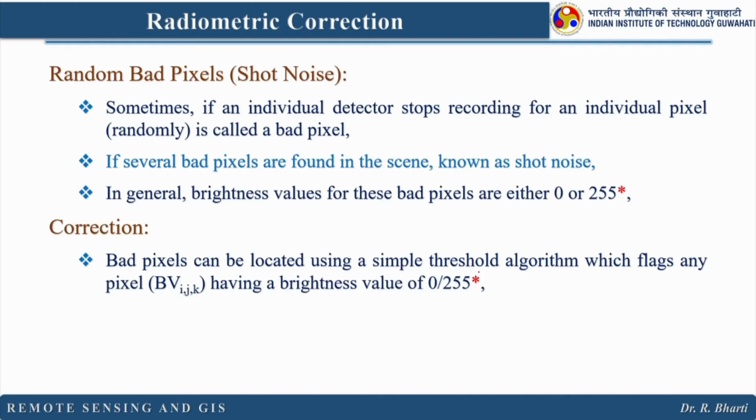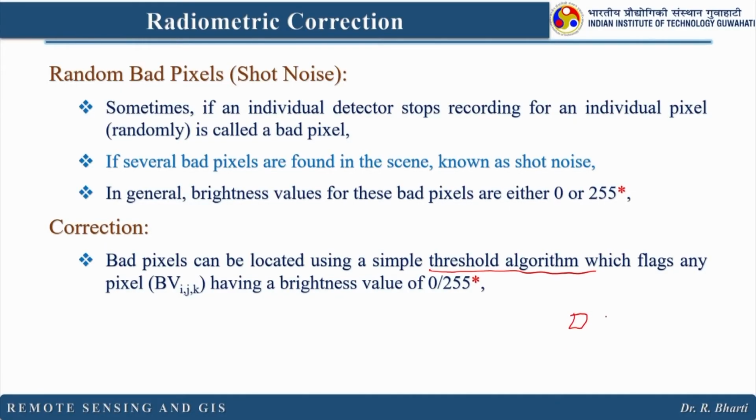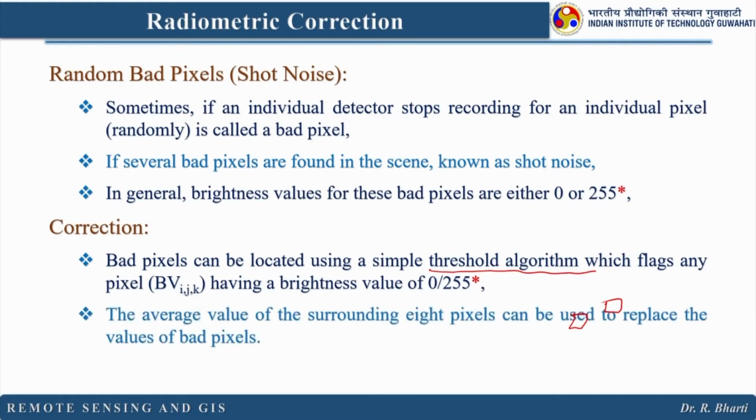So here a simple threshold algorithm which flags, because in nature it is very difficult to find one pixel which is very dark and one pixel which is very bright, even with the surrounding. So if you are getting some area very dark and saturated like 255, that indicates there is a problem with the data, right? Though our value range is 0 to 255, 0 and 255 are very rare in correctly measured data.